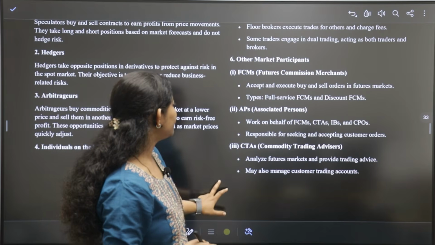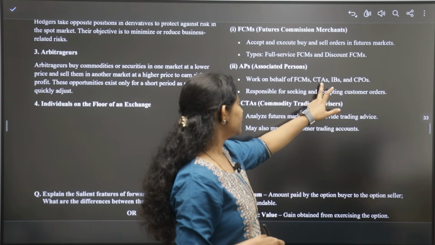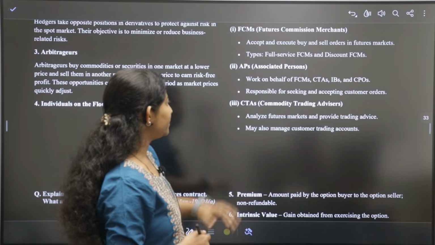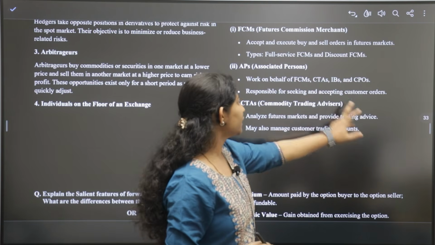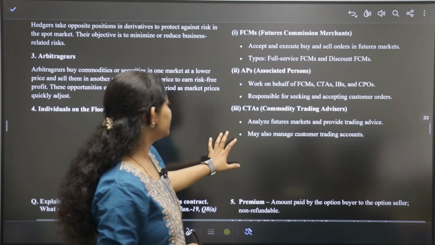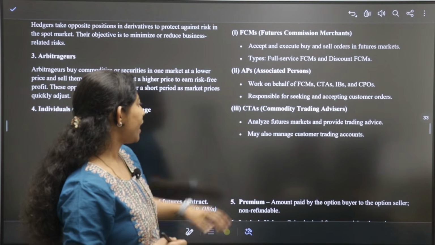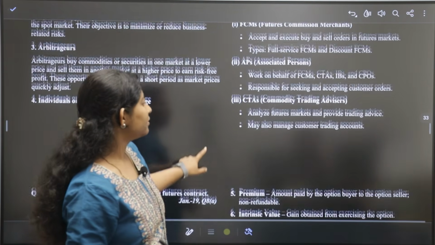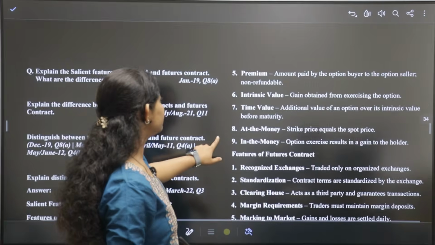Next you have associate persons. Who are the associate persons? They mean FCMs, CTAs, IBs, and CPOs. So these are the participants in the market, responsible for seeking and accepting customer orders. Next, CTAs are commodity trading advisors, analyzing the futures market and providing advice. Okay, and they also manage some of your customer trading accounts; we say CTAs.